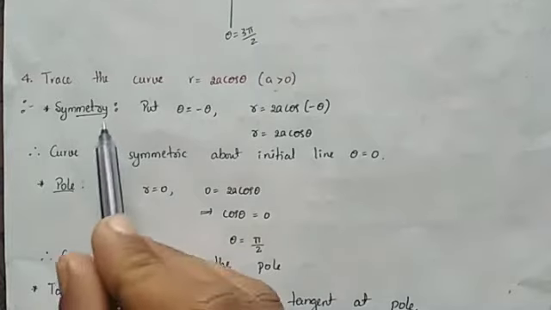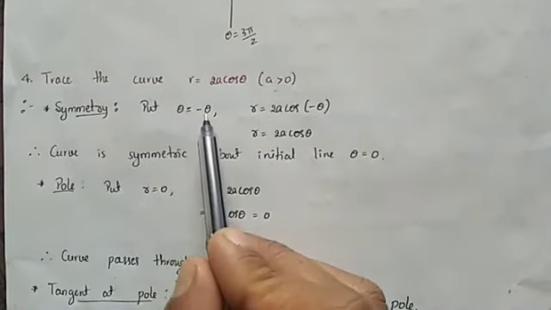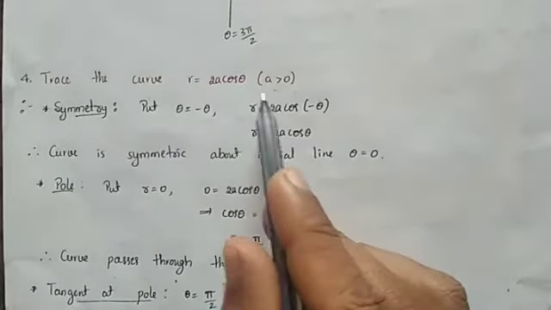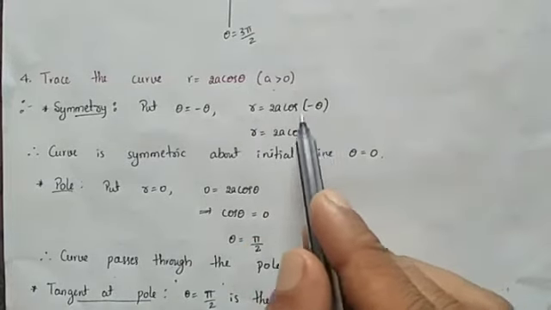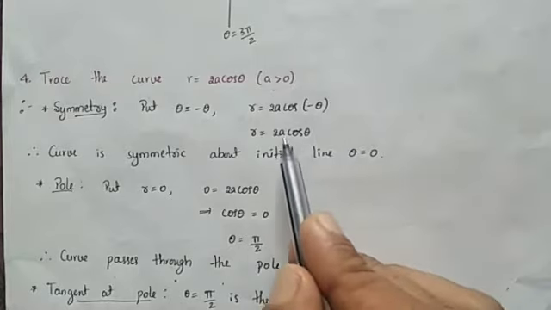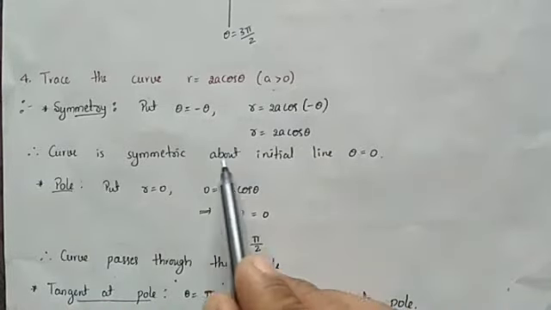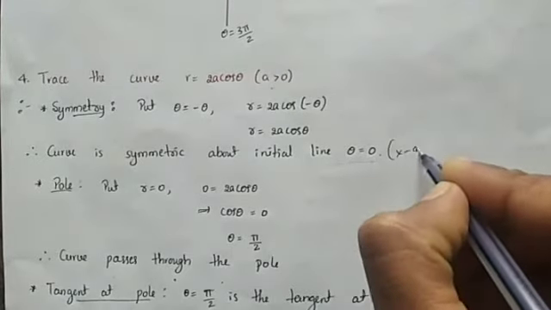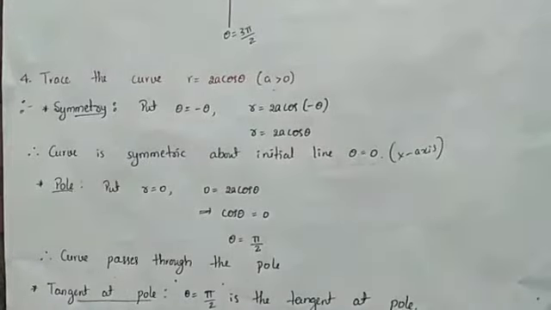The first point is the symmetry. Put theta is equal to minus theta, we get r is equal to 2a cos of minus theta. Cos of minus theta is cos theta, we get r is equal to 2a cos theta. The curve is symmetric about the initial line, theta is equal to 0. It is nothing but the curve is symmetric about the x-axis.